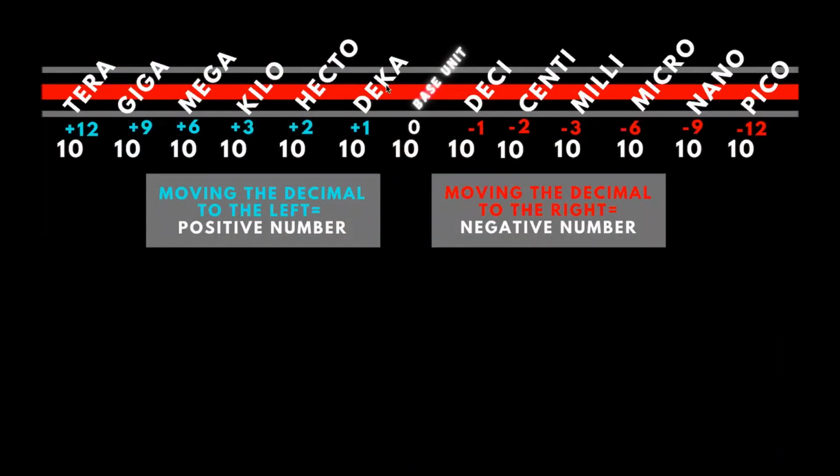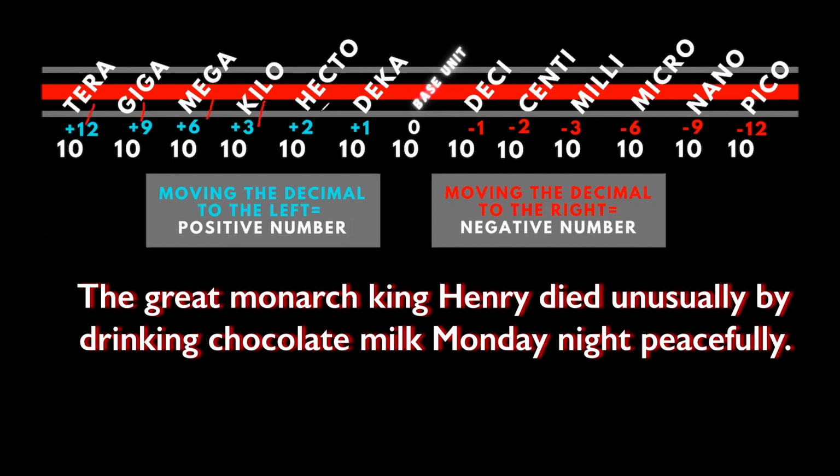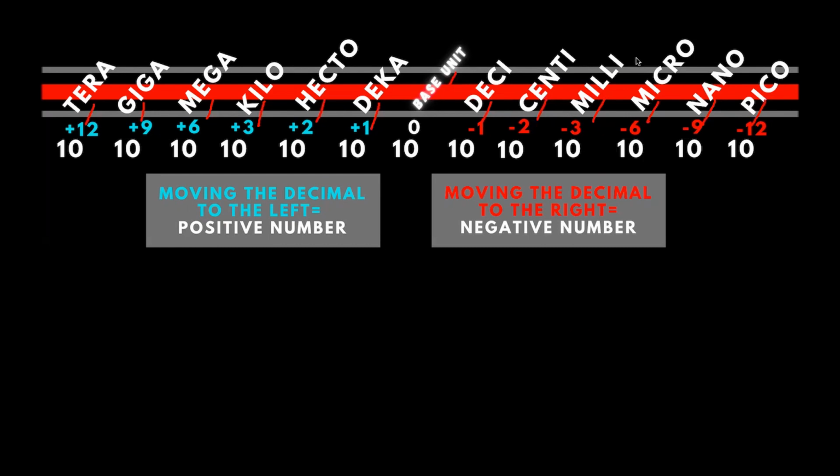These are some of the common prefixes that you will most likely have to memorize. And you can memorize them by using a sentence. And that sentence is the following. The great monarch King Henry died unusually by drinking chocolate milk Monday night peacefully. Again, the sentence is, the great monarch King Henry died unusually by drinking chocolate milk Monday night peacefully. If you remember that sentence, you could remember the prefixes fairly easily.